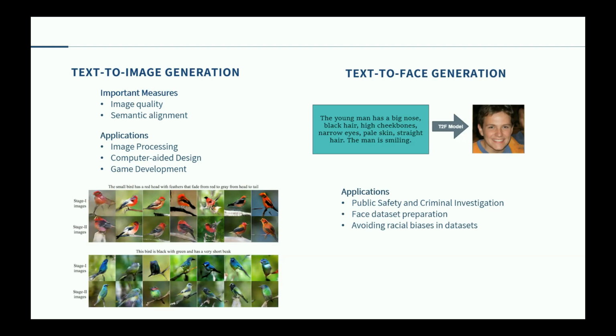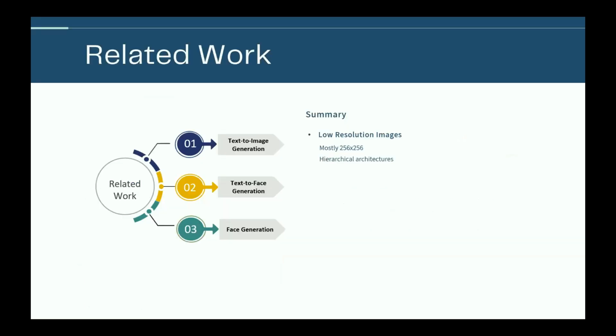Because of the complexity of this task, not much work has been done in this field. So now let's look at the work that's been done so far. When looking at the literature, we focused on three main streams: text to image generation, text to face generation, and face generation. When going through the literature, we identified some key points.